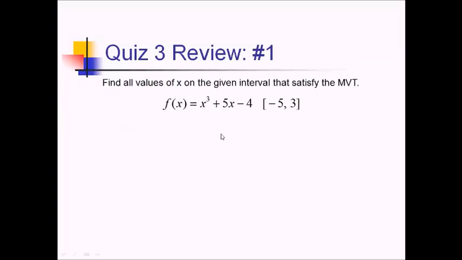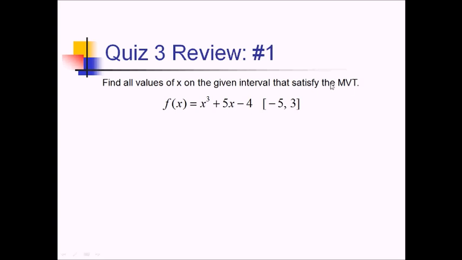For this problem, we're trying to find all values of x on this interval here that satisfy the mean value theorem. So basically, we're trying to figure out all the x values where the instantaneous rate of change at those x values equals the average rate of change for this function across this whole interval. But before we do that, we have to figure out if this function even could satisfy the mean value theorem by looking at the conditions.